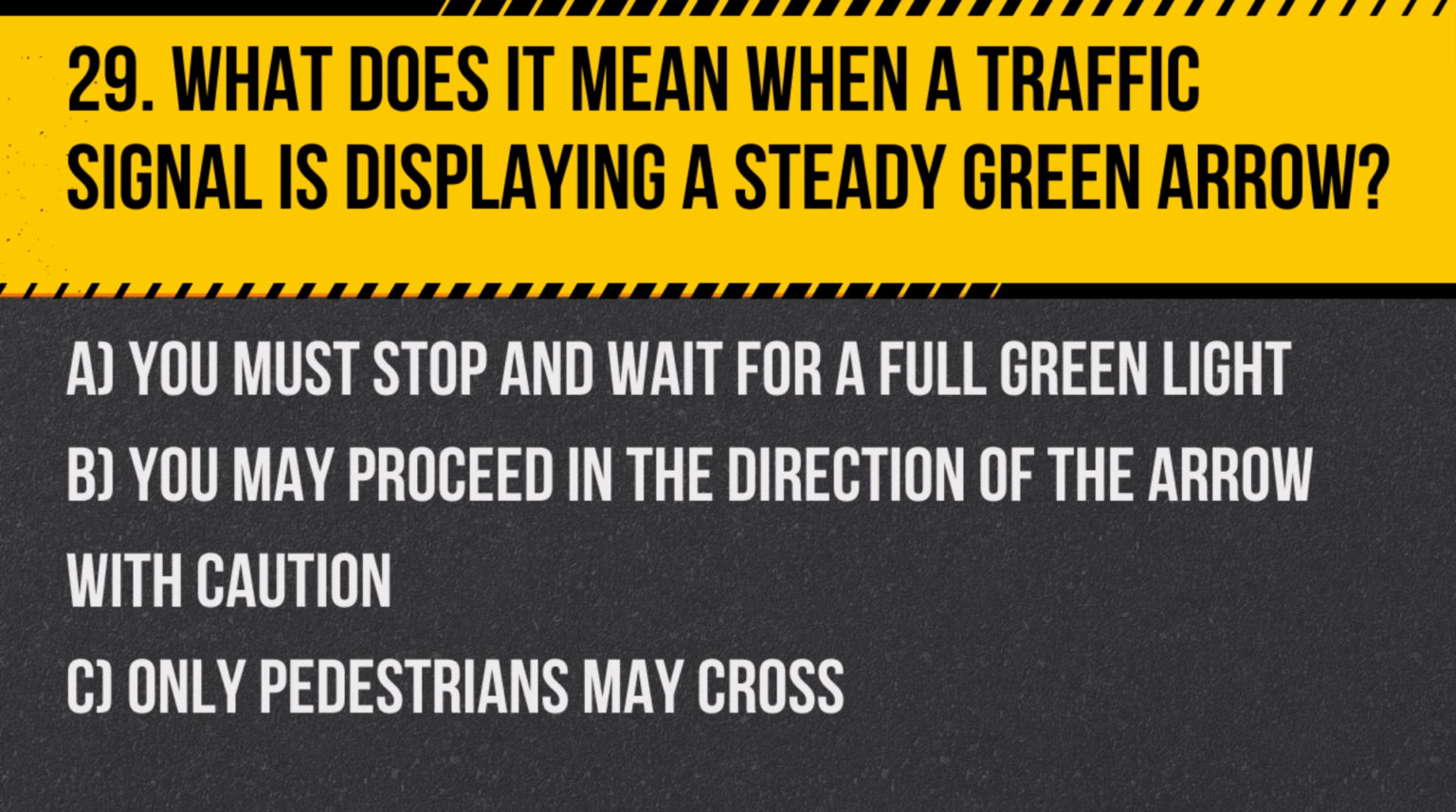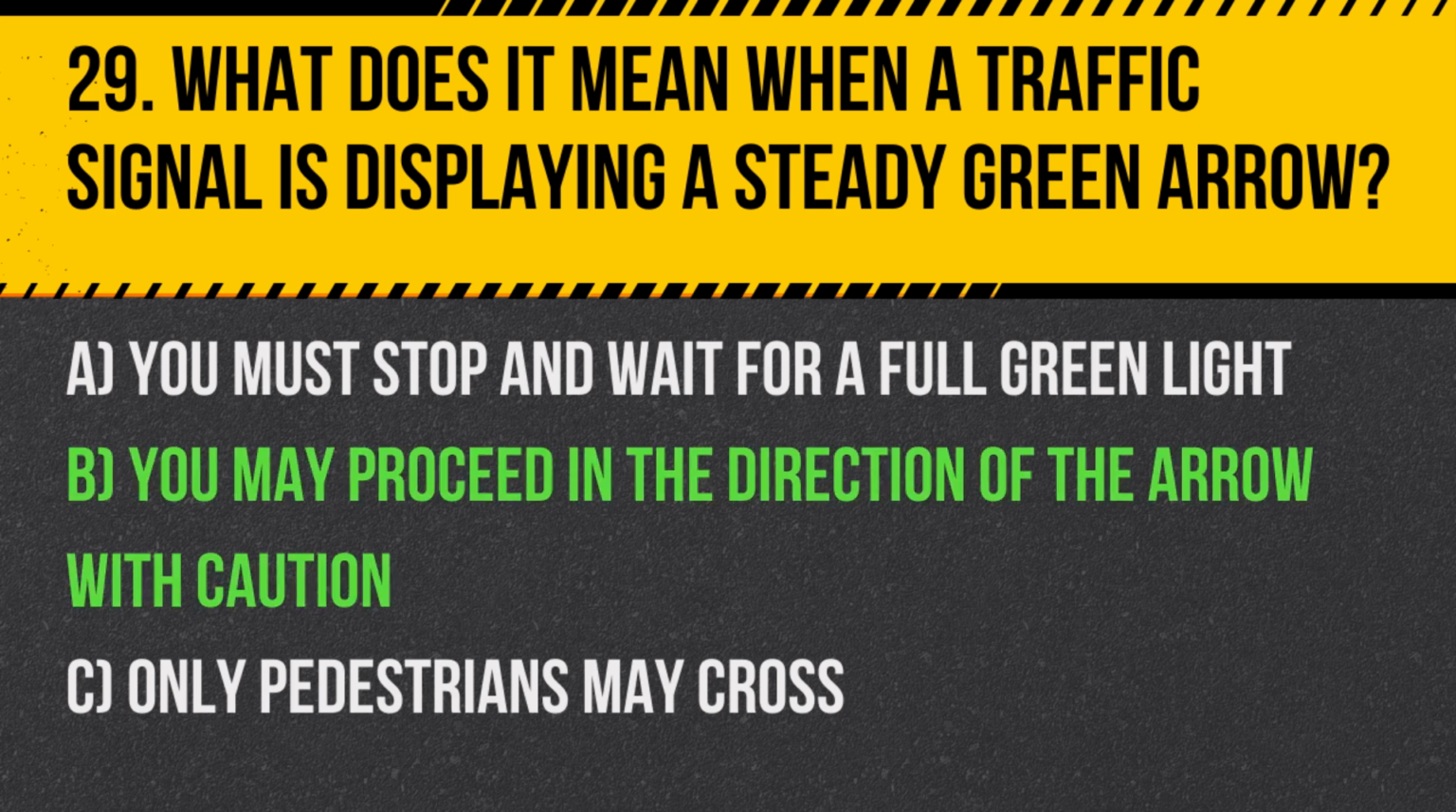Question 29. What does it mean when a traffic signal is displaying a steady green arrow? A. You must stop and wait for a full green light. B. You may proceed in the direction of the arrow with caution. C. Only pedestrians may cross.